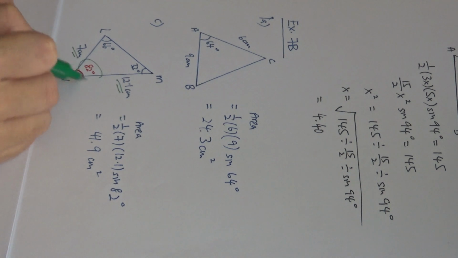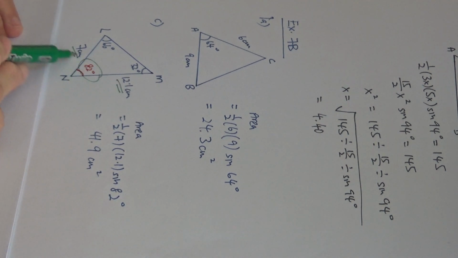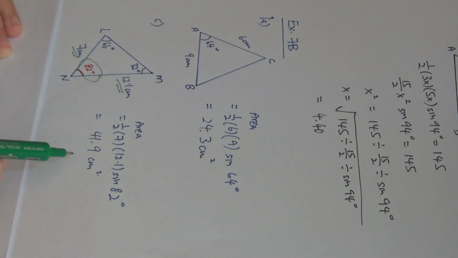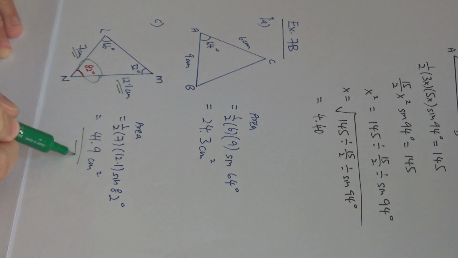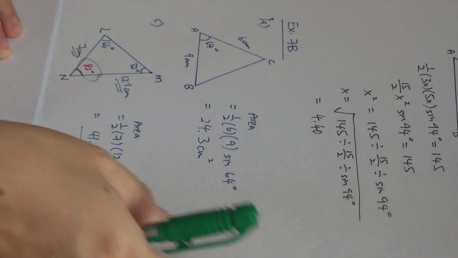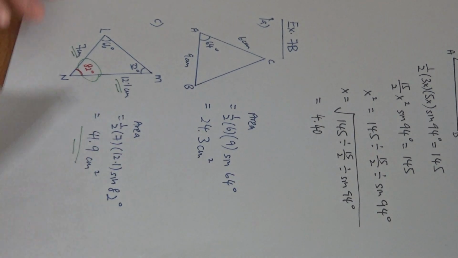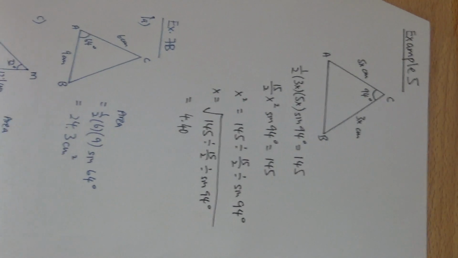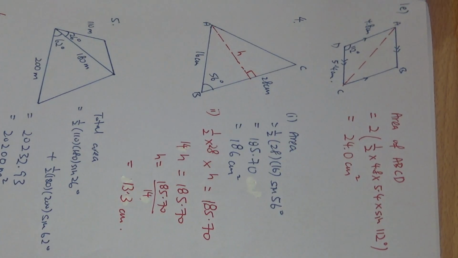Don't forget, the angle that you choose must be the included angle for the two known sides. Then we can apply the formula. So we will get the answer as 41.9 cm squared. So this is your 1c. Okay, let's move on to 1e.